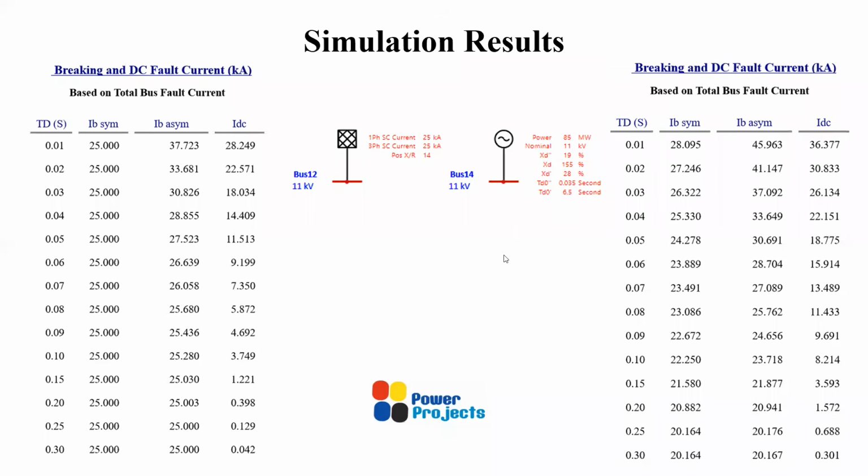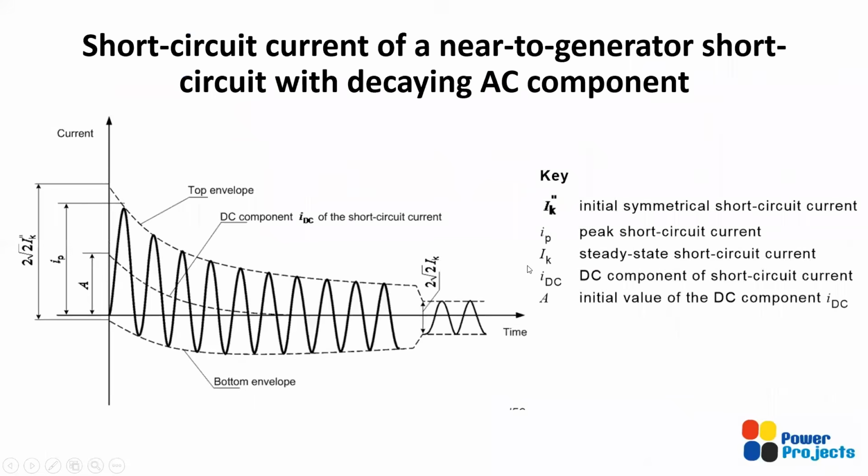So this is, I think, a simple comparison which you have understood. When the fault is far from source, the symmetrical current remains the same. Whereas if the fault is at a generator terminal or close to the source, the RMS current itself will come down with respect to time. So this is what probably you have seen in these two.